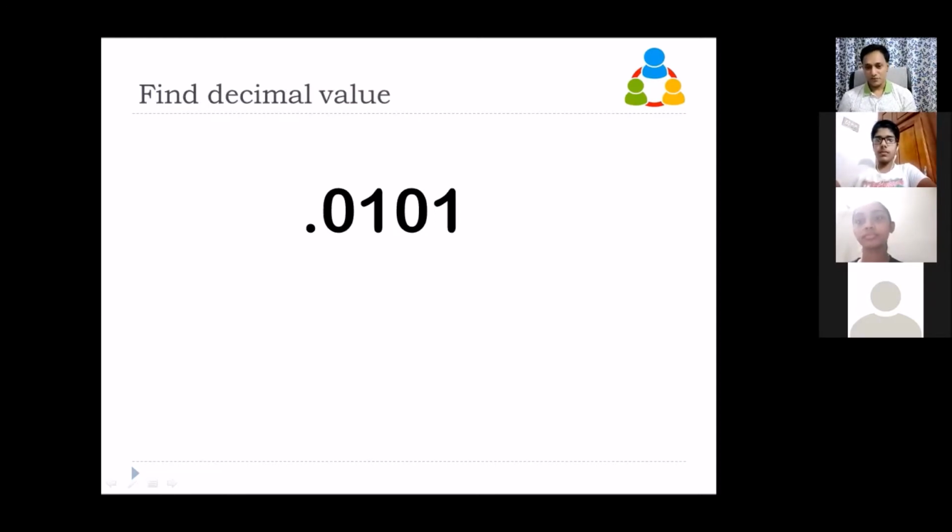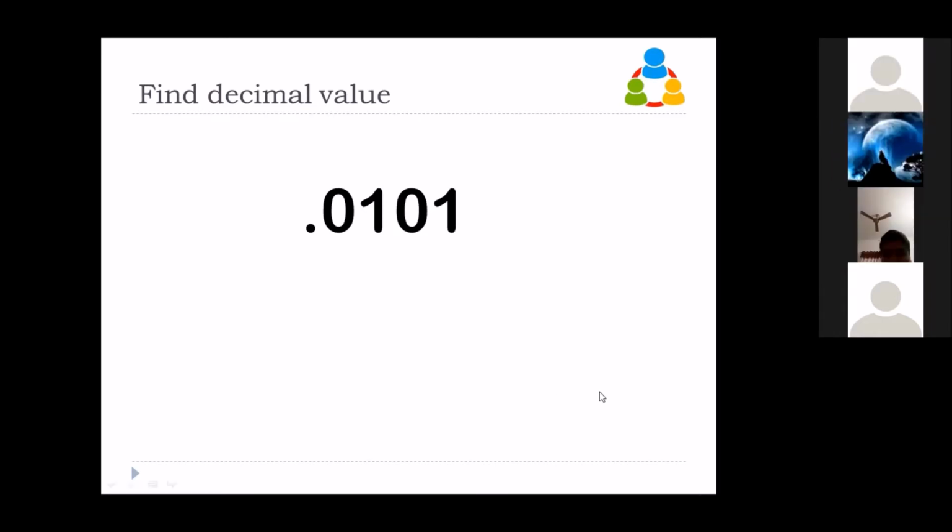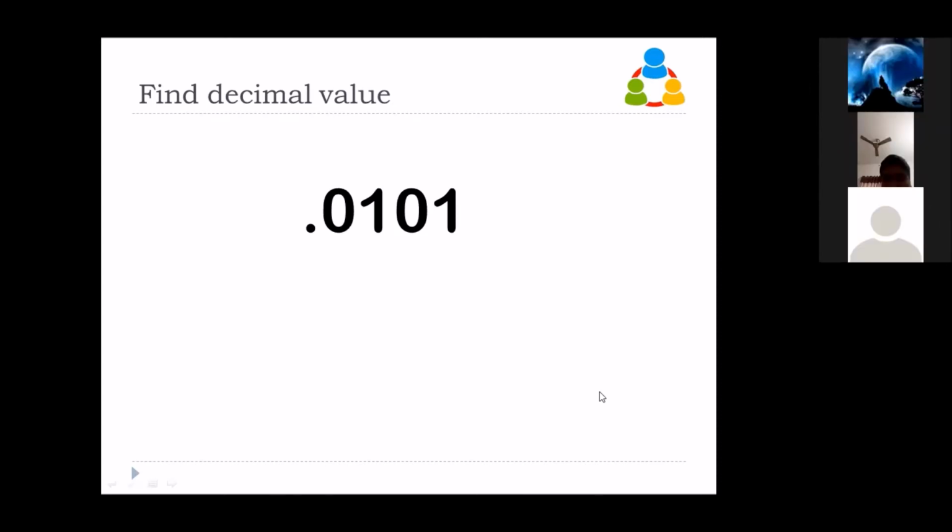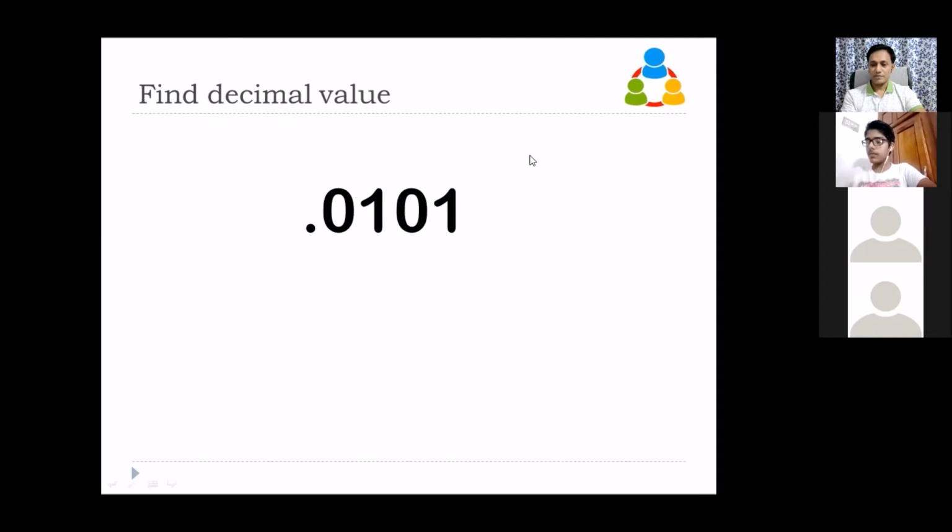Now, calculate the value of this. Five. 0.0101, is it 5? Oh, sorry, 1 minute. So you have to be very careful while you do such problems. Don't jump out and tell. In maths, most of the time you will make such mistakes. So do it carefully and analyze yourself. In this class, it's okay, but if you are doing it in exams... 5 by 8. Okay, I will listen to everyone.